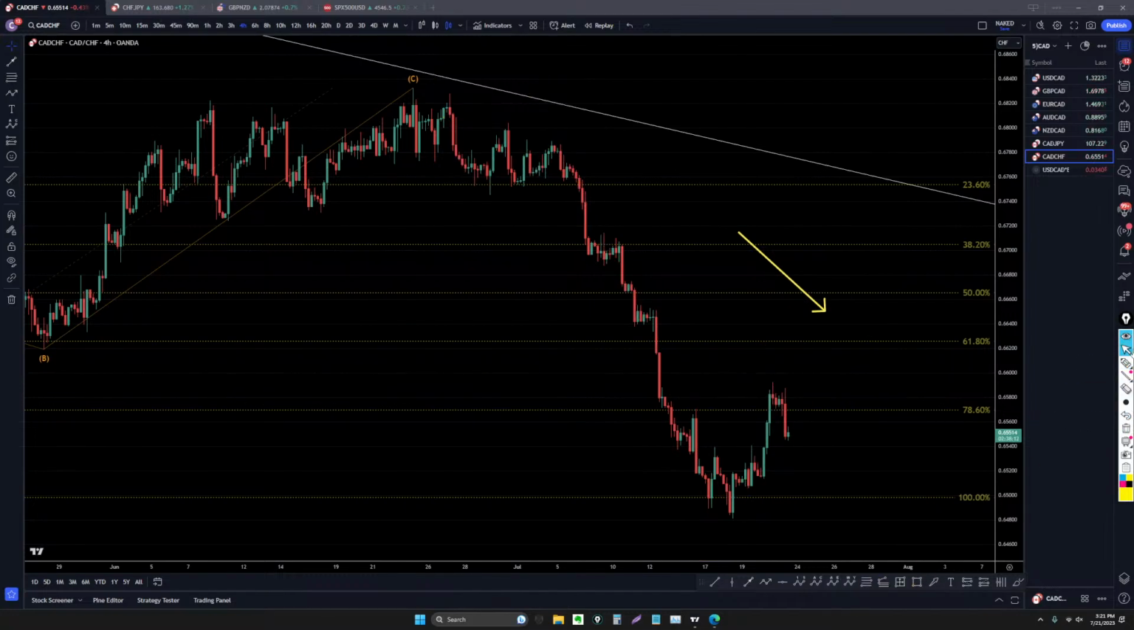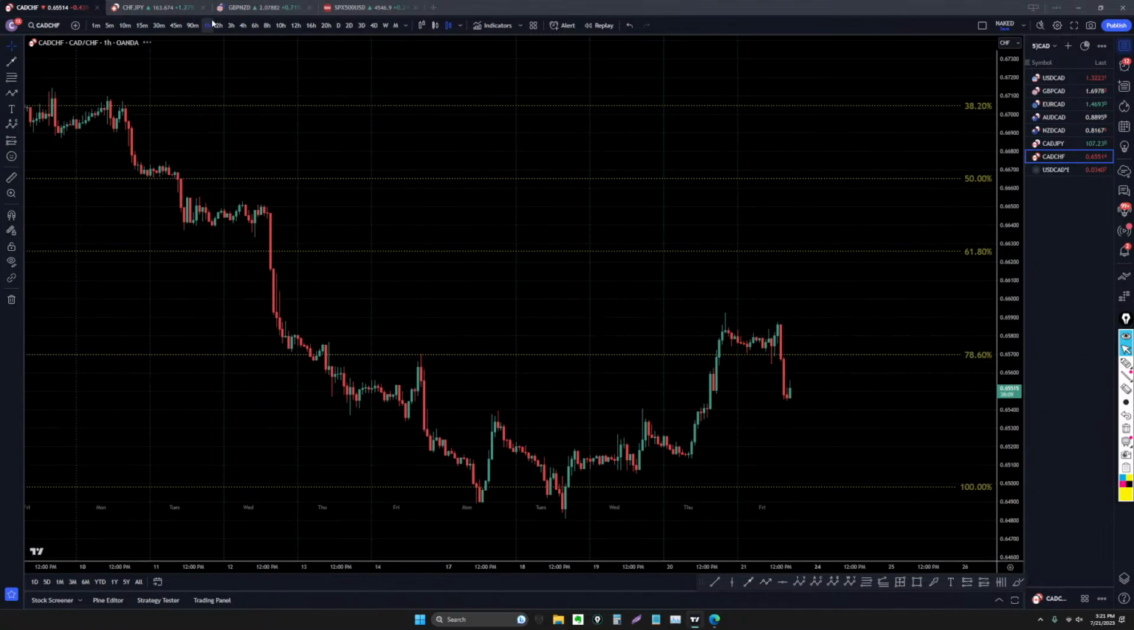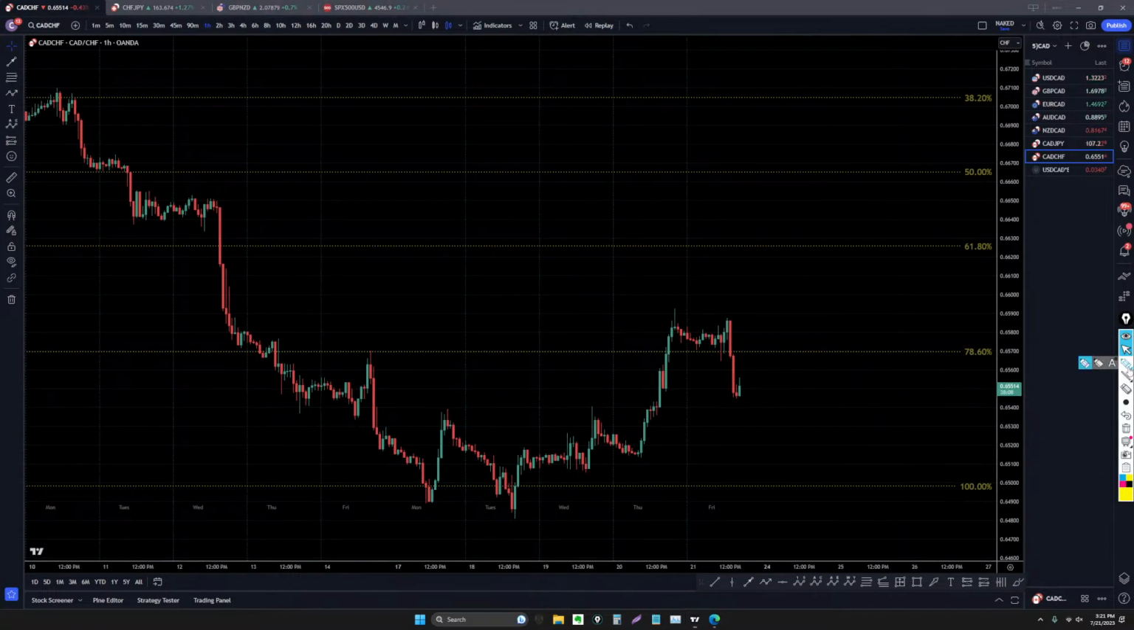So depending on where you trade, I would probably be waiting for a long right now. I bet this is an A right here. I bet this is a B. I bet this move down is a C.